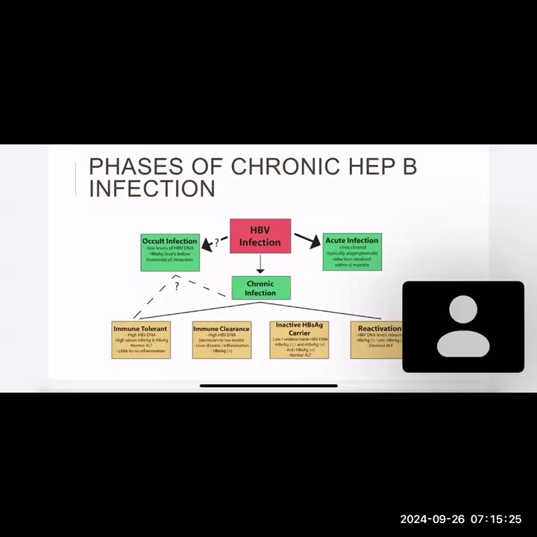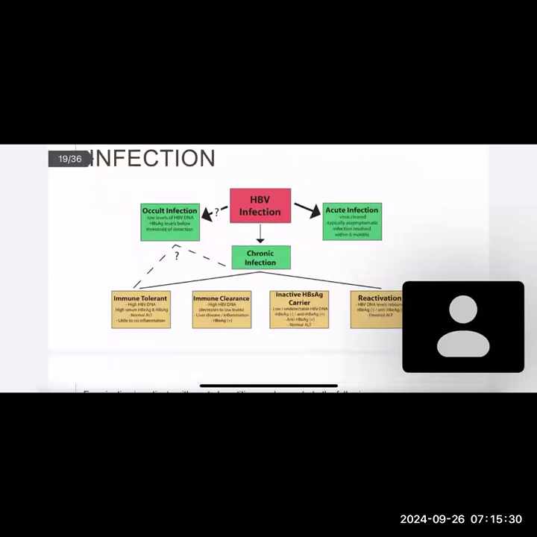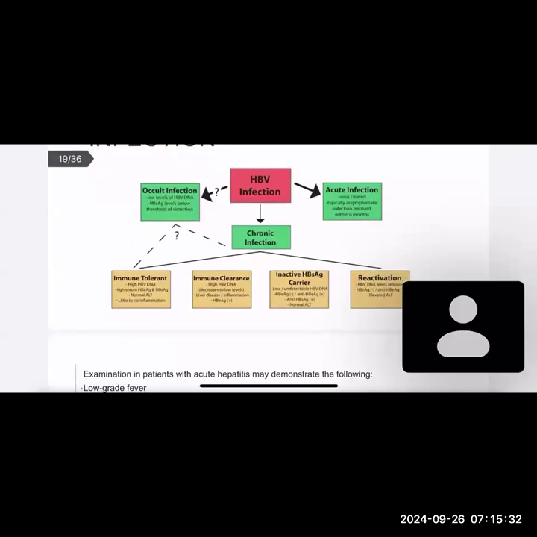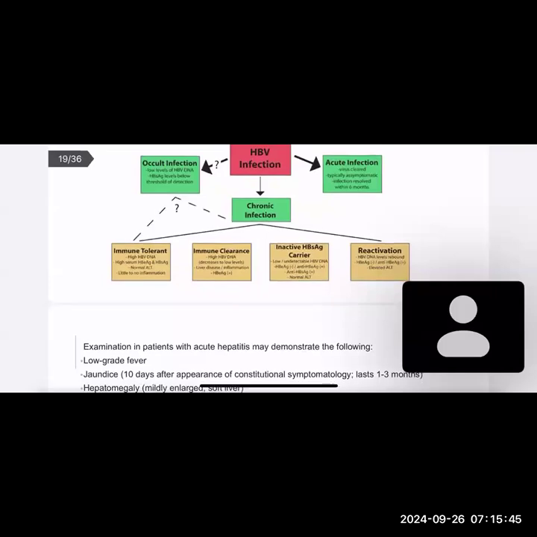For those who now go on, amongst the 1 to 10% that go on to have chronic infection, this is their fate. They could either have immune tolerance, or they'll have immune clearance, or become inactive hepatitis B surface antigen carriers, which is also called immune control. A few of them might be unlucky and have a reactivation of the disease all over. But this is what happens. So those who have chronic infection can come to us in either of these phases.